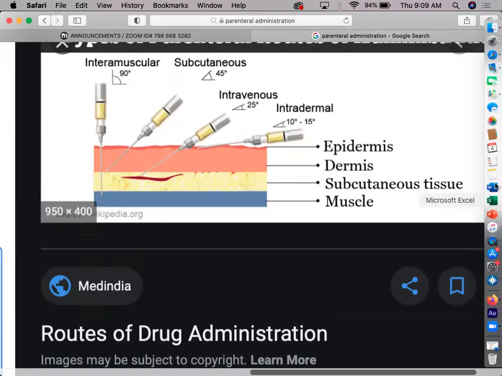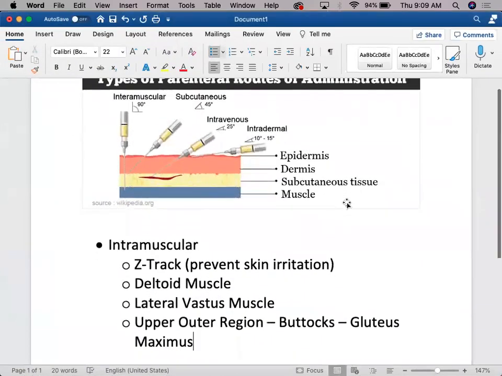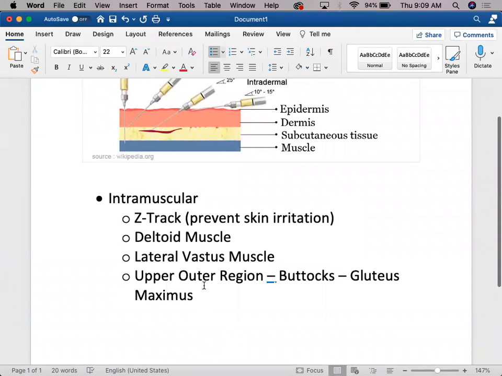Where's my notes? Now, why did I have to make this super big? You guys can read it.